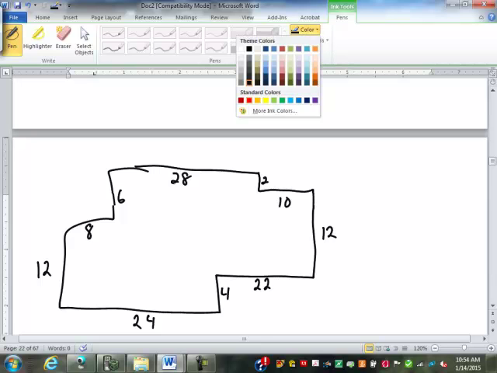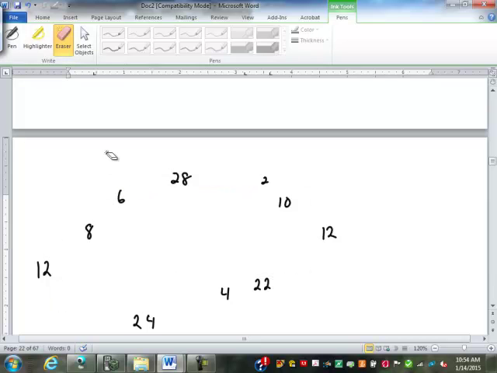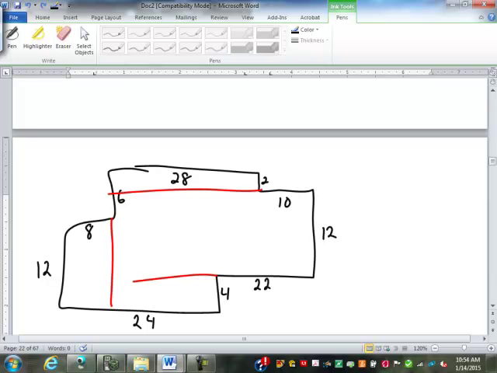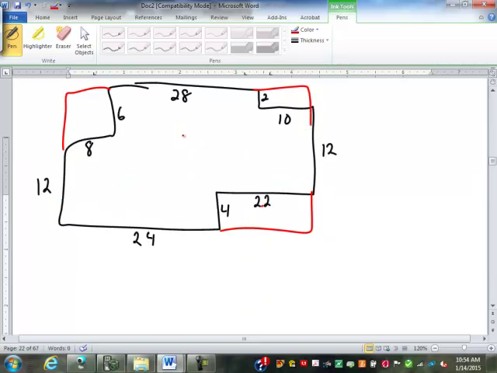If I try to chop this into smaller rectangles, I'm going to be doing a lot of chopping. It's going to get ugly, and I have to find missing dimensions. But if I were to extend this out and make it a large rectangle, I've got 24 and 22 makes it 46 total that way.